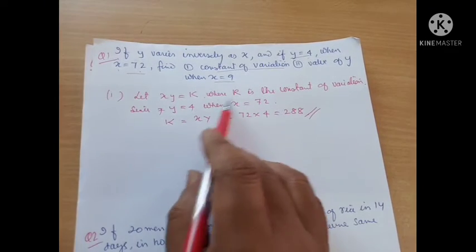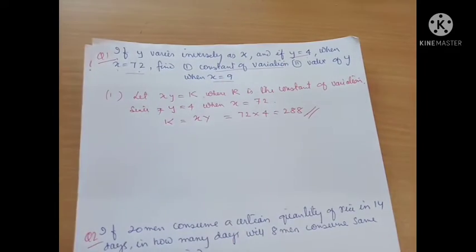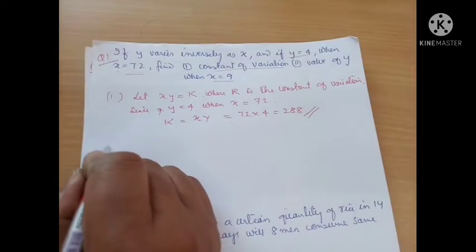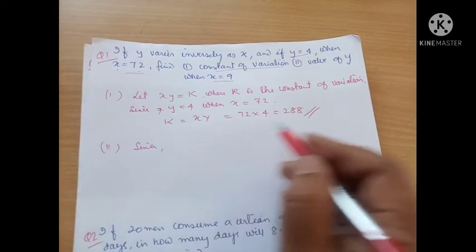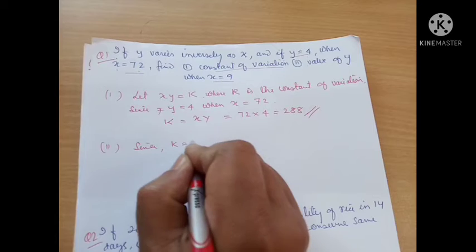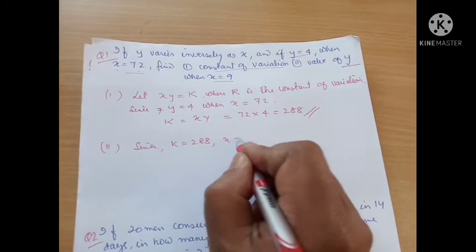Now we are finding the constant of the variation when y and x are given. And question number 2 again. Let's see question number 2. Since we got the value of k as 288, then what is the value of x? x is equal to 9.